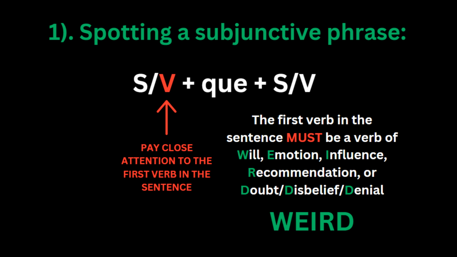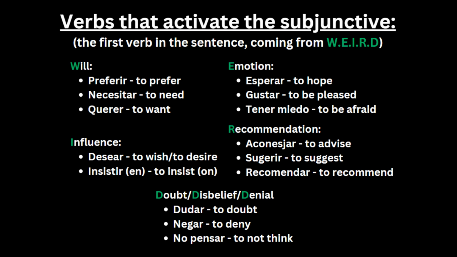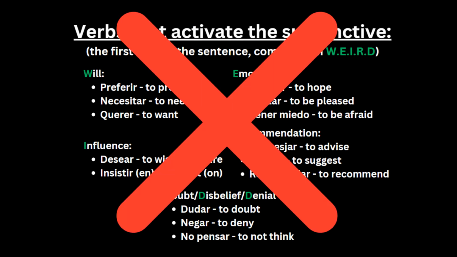Based on my experience in Spanish, these are the most common verbs that activate the subjunctive, which means that they can begin with literally any subject in Spanish. Obviously, I'm not including every verb on the list, but these are the most common verbs used to express the subjunctive. If you see a sentence starting with any of these verbs and with any subject, the sentence will be in the subjunctive. If you see a sentence that doesn't start with any of these verbs or from verbs that don't come from weird, it will not be in the subjunctive.